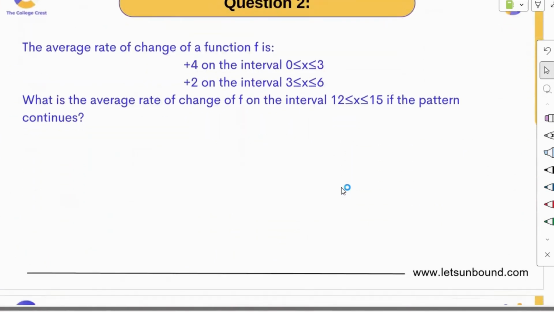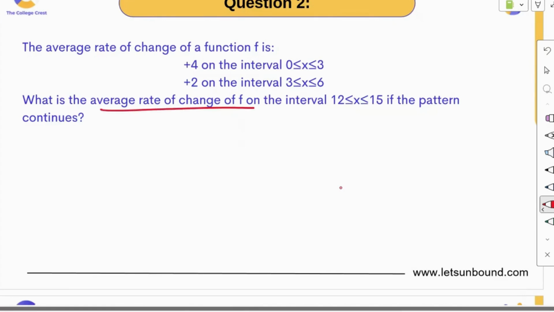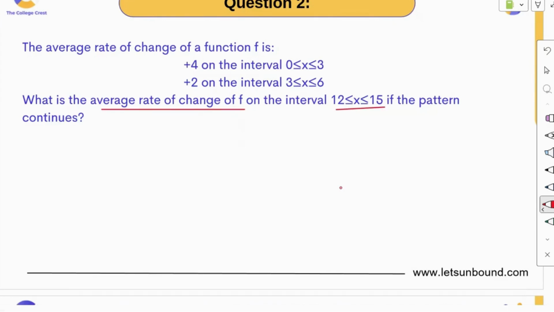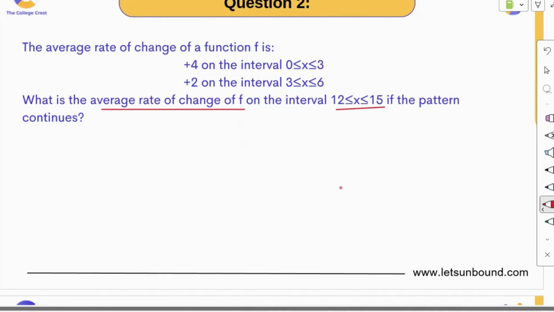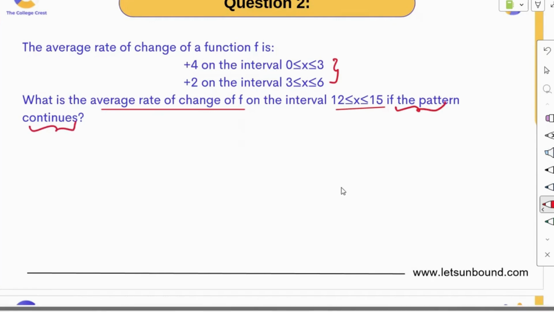The average rate of change of a function f is plus 4 on the interval 0 to 3, plus 2 on the interval 3 to 6. What is the average rate of change of f on this interval? Okay, in the previous question, they gave some table values and said it's a linear function. And here we need to find the average rate of change with what is given. And one more thing, they said if the pattern continues. Right? So let's see how to solve this.